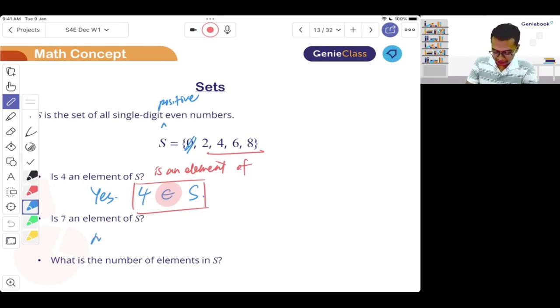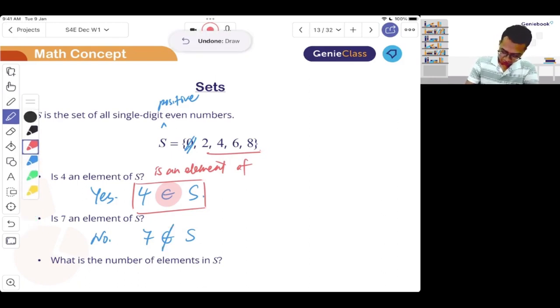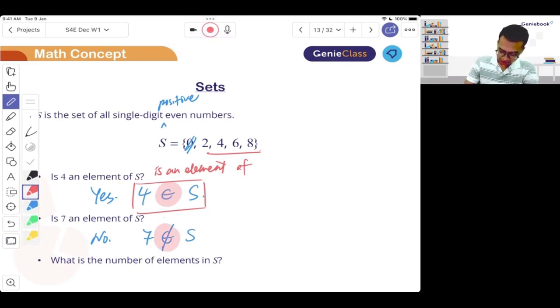So very simply, the answer is no. And we can also write down a statement: 7 is not an element of set S. Okay? And this symbol here basically means is not an element. Okay?